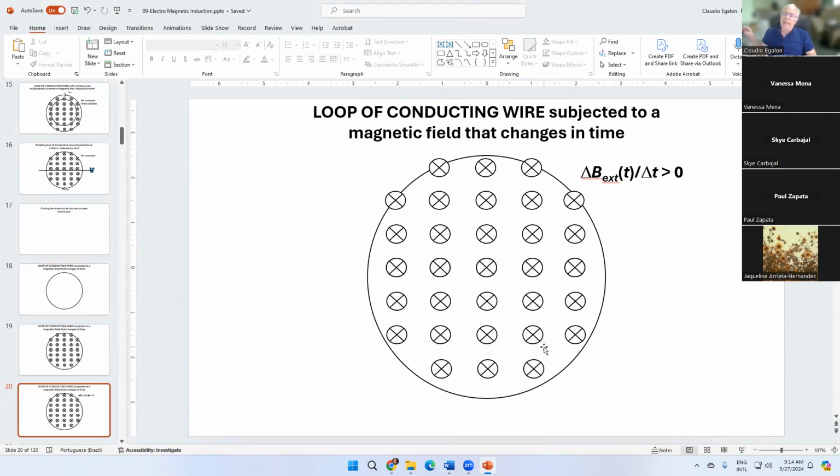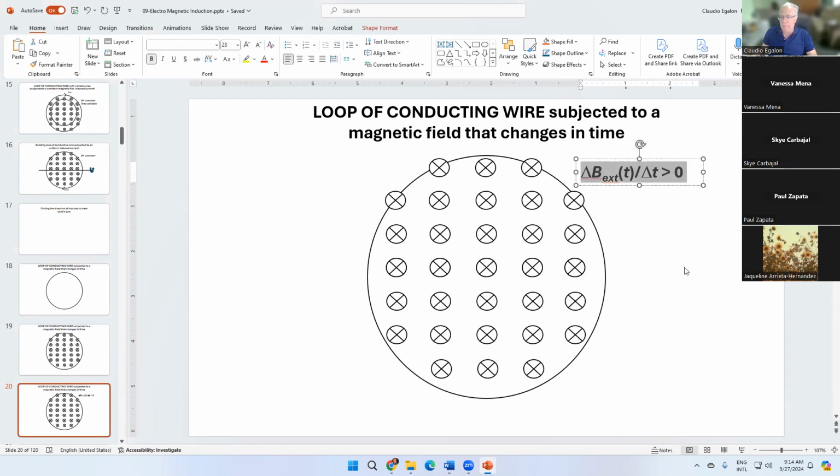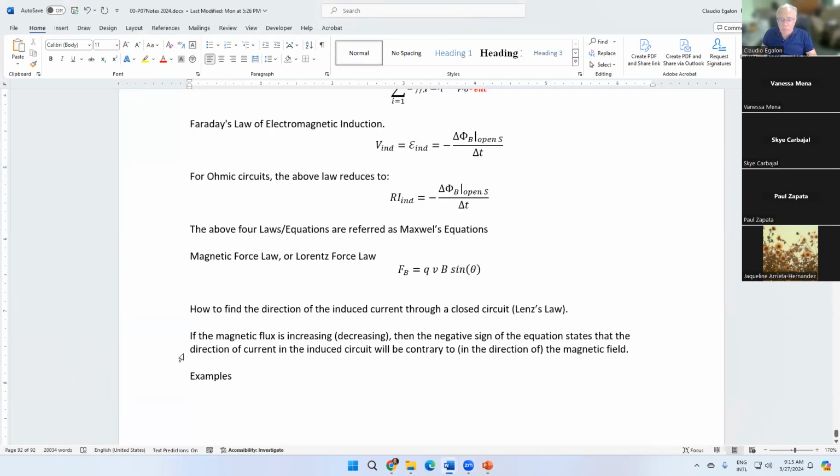Well, if the magnetic field is pointing into the board and the magnetic flux or magnetic field are increasing, the resulting current must be induced in a direction contrary to the magnetic field according to the right-hand rule. And that's what I have to add here. If the magnetic flux is increasing, then the negative sign of the equation states that the direction of the current in the induced circuit will be contrary to the magnetic field according to the right-hand rule.